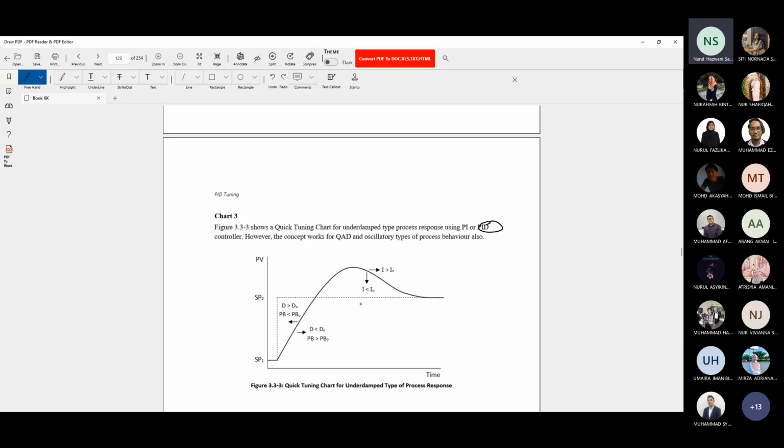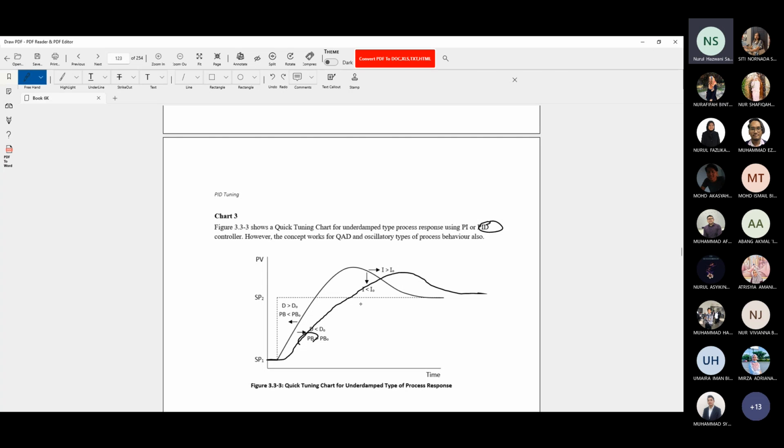So if you change the value of PB greater than PB naught, the graph will move to the right. It will move like this. The shape is still the same, but it shifts. Okay, for the PB less than PB naught, it will shift to the left. Same goes to D greater than D naught.